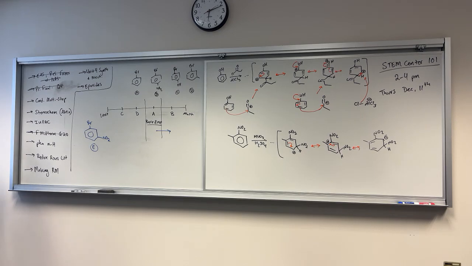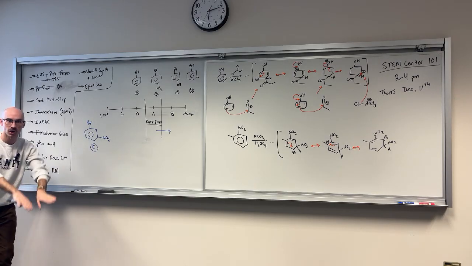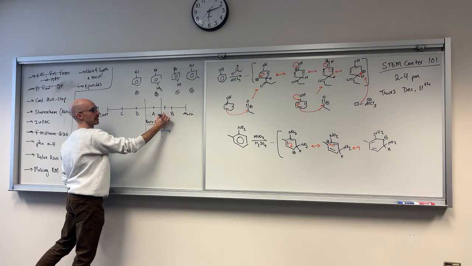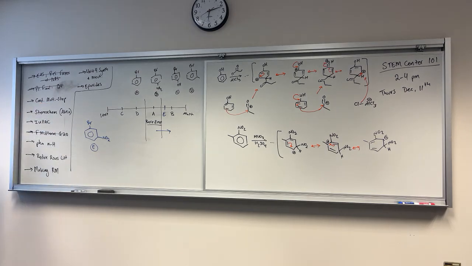So given the fact that it still activates the ring, but it doesn't engage in a resonance form, where does it go? More reactive than B or less reactive than B? Raise your hand for more reactive. Oh, less reactive? If it can't pull out the electrons, that means it can't provide an extra resonance form, and extra resonance always stabilizes. So it's going to be less reactive than B. It's still making the ring a better electrophile, but it's not stabilizing the resonance form.